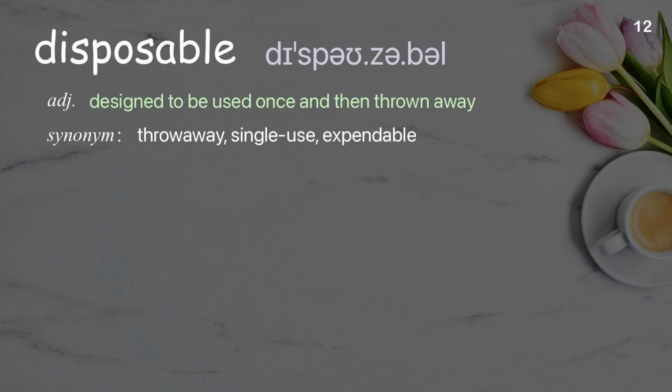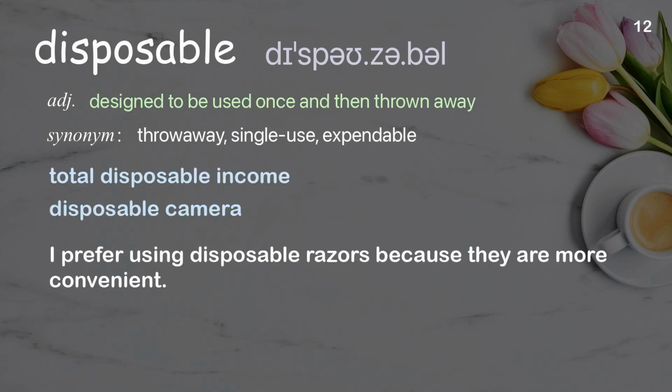Disposable. Designed to be used once and then thrown away. Examples. Total disposable income. Disposable camera. I prefer using disposable razors because they are more convenient.